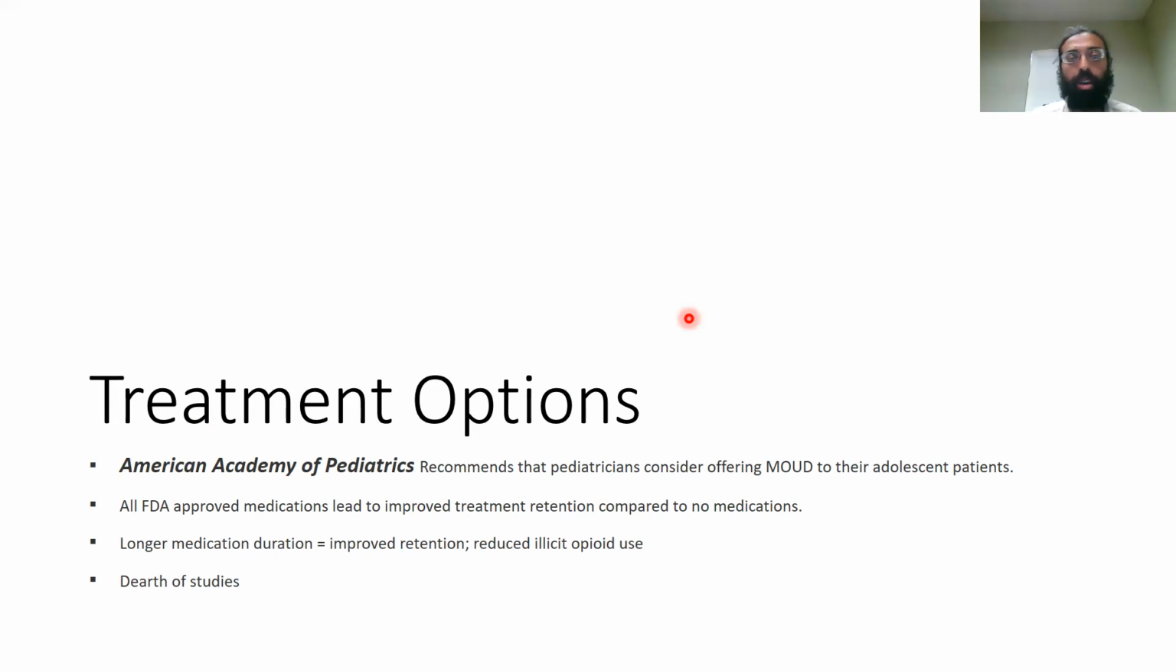Again, the American Academy of Pediatrics recommends that pediatricians consider offering medications for opioid use disorder, that's MOUD, to their adolescent patients. All FDA-approved medications, buprenorphine, naltrexone, and methadone, actually lead to improved treatment retention compared to no medications in adolescents. This is adolescent-specific data. Just a quick summary: longer medication duration equals improved retention and reduced illicit opioid use. Again, same as adults, we see the same outcomes, albeit with a lot less data. That's the last point, dearth of studies.